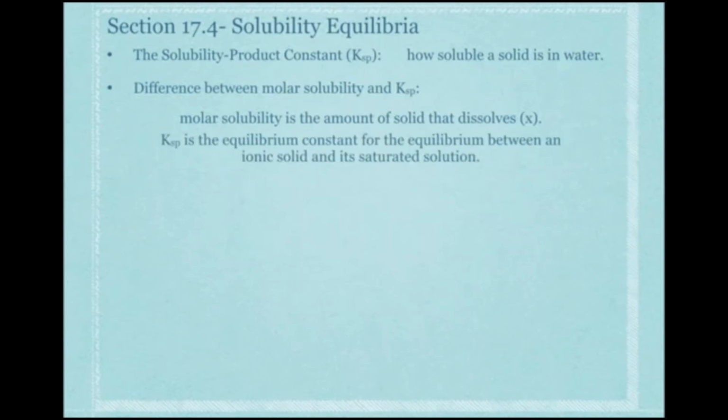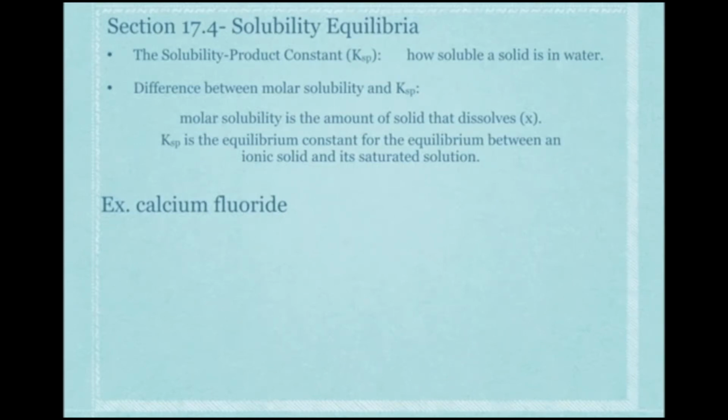Your KSP, your solubility constant, is the equilibrium constant for the equilibrium between your ionic solid and your saturated solution. So that's just your equilibrium constant, while molar solubility is the change in concentration, or the change in the amount of solid you have.